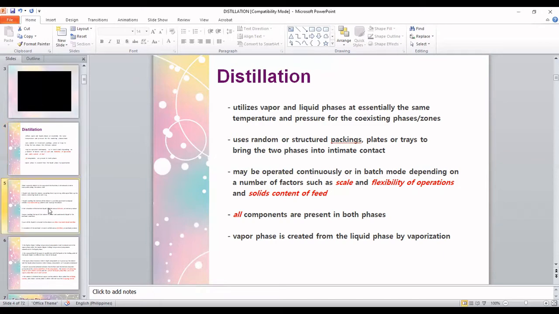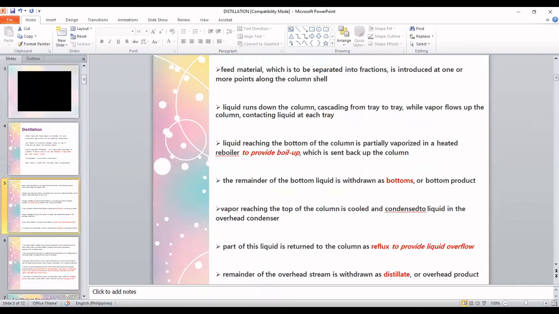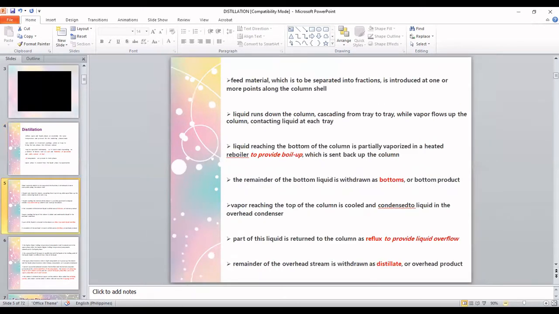Now we carry on. The feed material for distillation is to be separated into fractions. In the case of crude oil, the reason it's called crude oil is because in its crude form, it cannot be used further in different industries. So what distillation does is separate this crude oil into fractions, depending on the refinement that is needed. It is separated into fractions and is introduced at one or more points along the column shell.